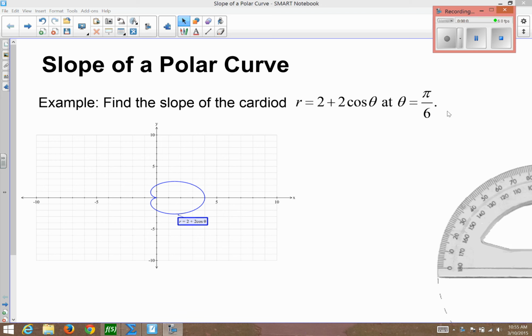Slope of a polar curve. Let's do this example. Find the slope of the cardioid, r equals 2 plus 2 cosine theta at theta equals pi over 6.